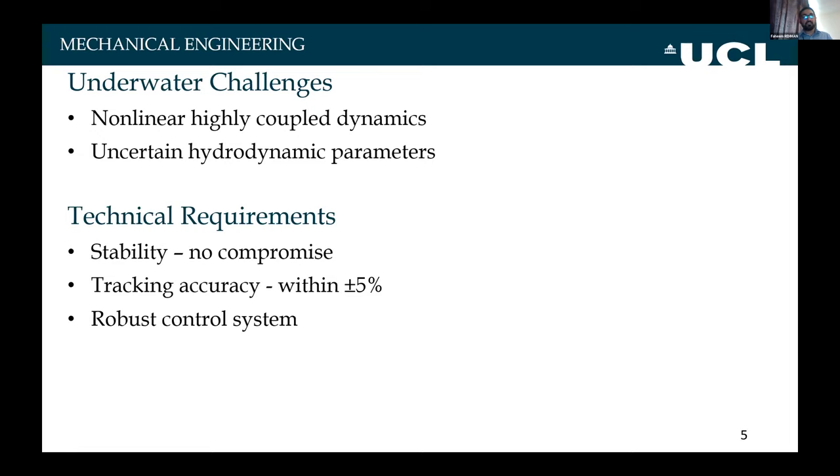So keeping these challenges in mind, some technical requirements are set. The stability: there is no compromise on the stability of the single vehicle and of the system, because if their stability is disturbed, the whole transportation mission would fail. In case the system is following a trajectory, that trajectory could be kept within plus minus 5%. And if they are within this plus minus 5%, then we could say that the transportation mission is a success. And finally, due to the uncertainties in the hydrodynamic parameters, which would result in uncertainties in the dynamic model, a control system should be designed robust enough that it could cater for all those uncertainties.